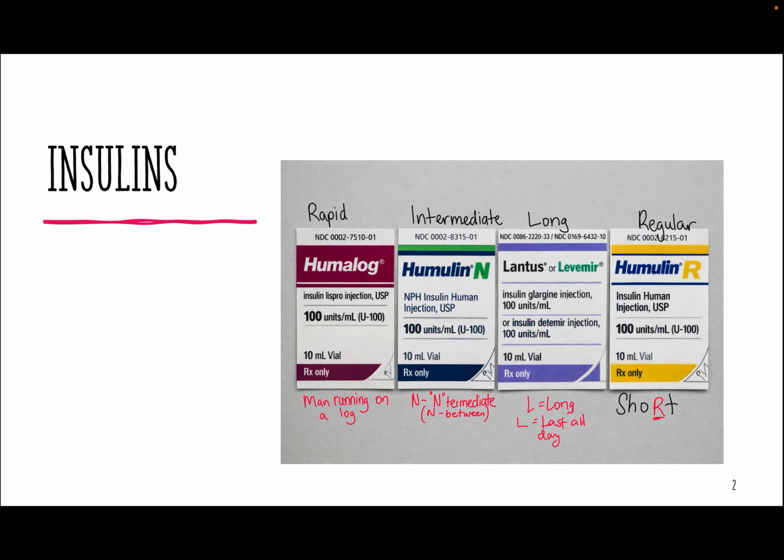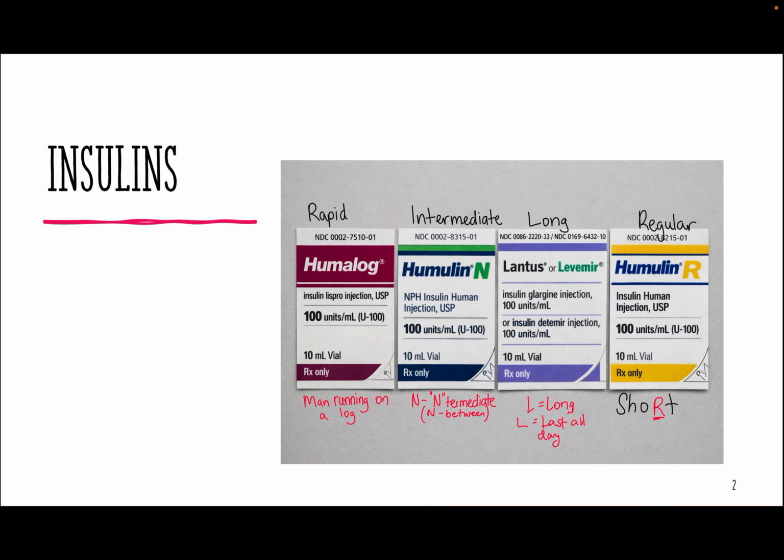Okay, so first you have insulins. You will be responsible for being able to identify what type of insulin it is and how it works. For example, you'll have about 4 questions on this, one for each. So Humalog is rapid acting. You would need to know that.